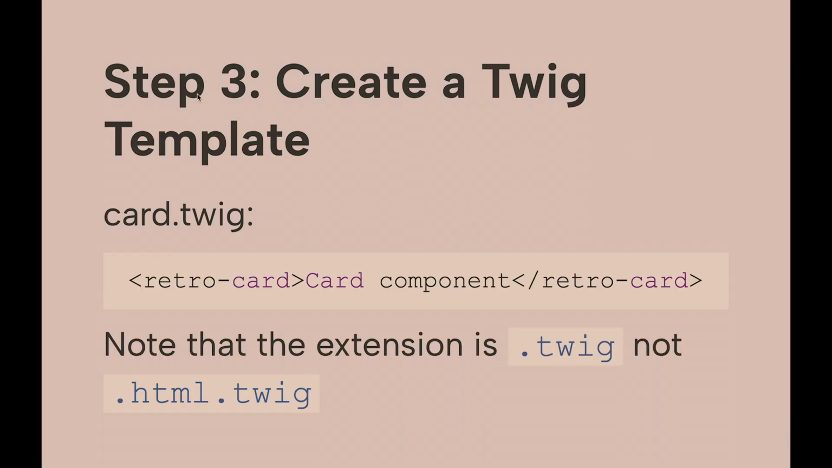So that's the bare minimum of what you would need in the YAML file for it to be a real thing. And then next, we're going to create a Twig template for it. So this would be card.twig in the same directory. As a starting point, we're just using that retro card element, with the text card component that shows up on the screen. A nice little note is that this is just card.twig. It doesn't have to have the HTML.twig extension that's required for Twig templates in themes.